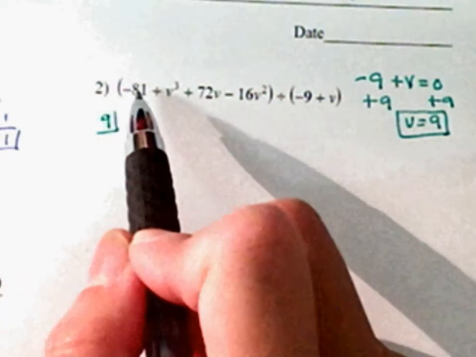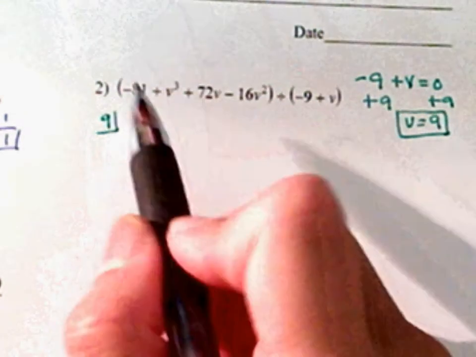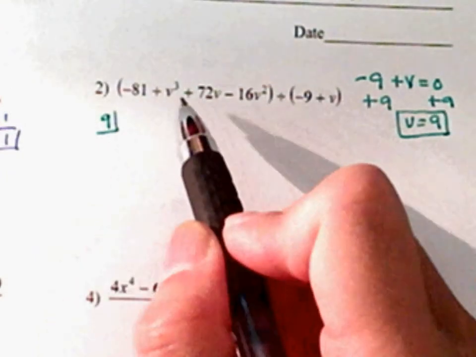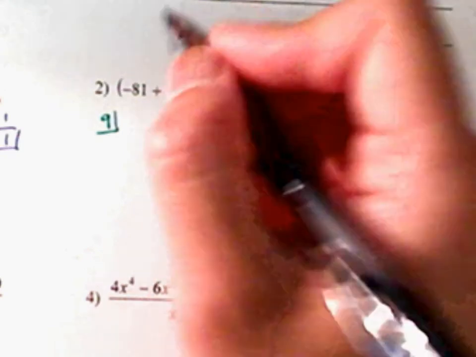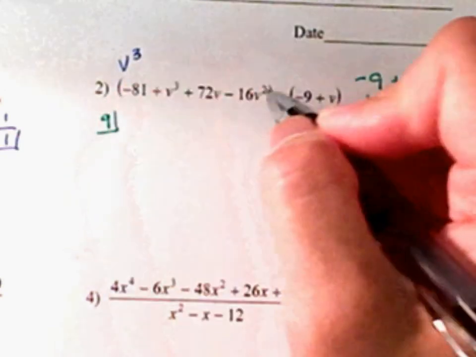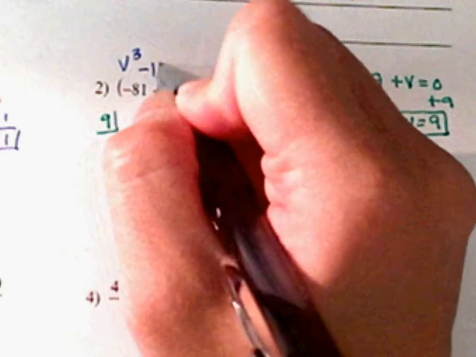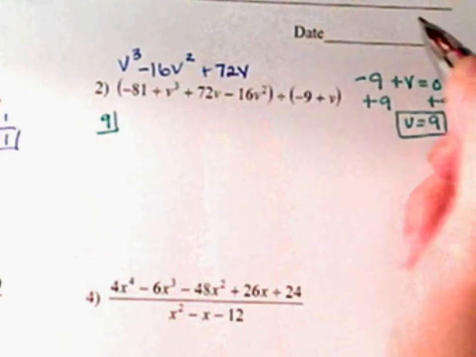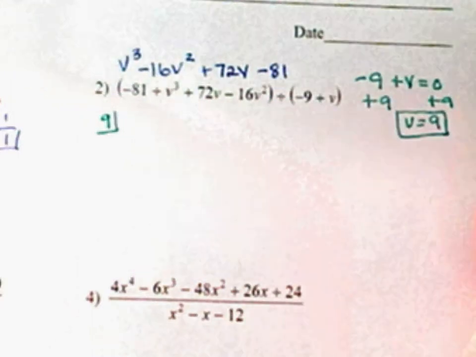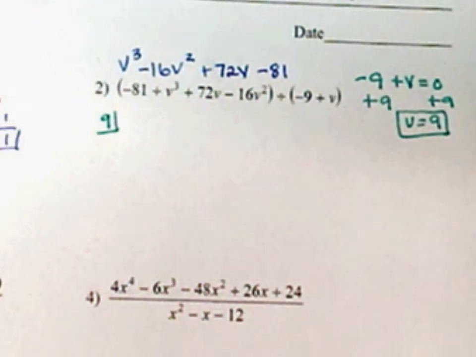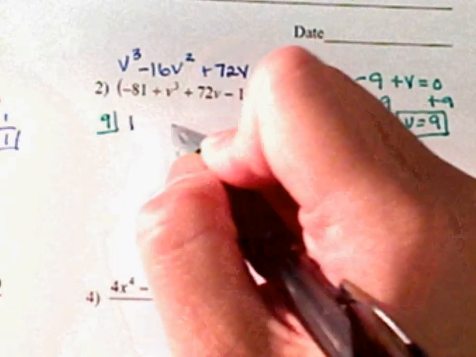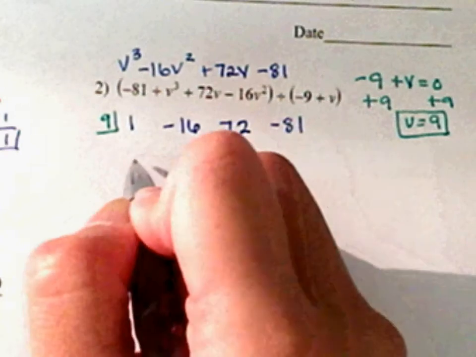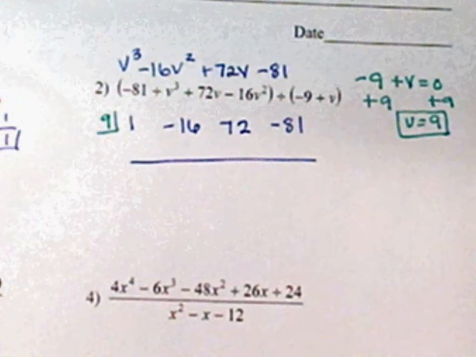Look at what you have to divide by. Well, 9. Look at this problem right here. Do you see how it's out of order? You need to put them in order from highest degree to lowest. So your highest degree is v to the 3rd. Next one is negative 16v squared. Then you have 72v minus 81. It has to be in order for it to work. Now you can bring down your coefficients. 1, negative 16, 72, negative 81. And you can start your synthetic division.